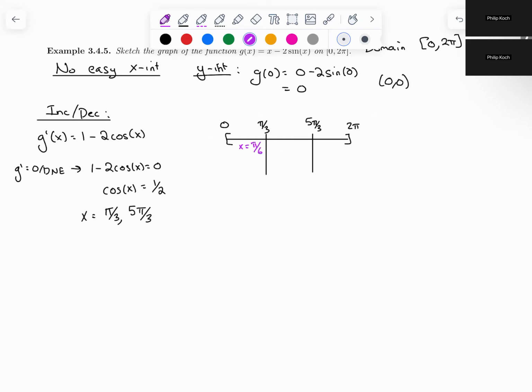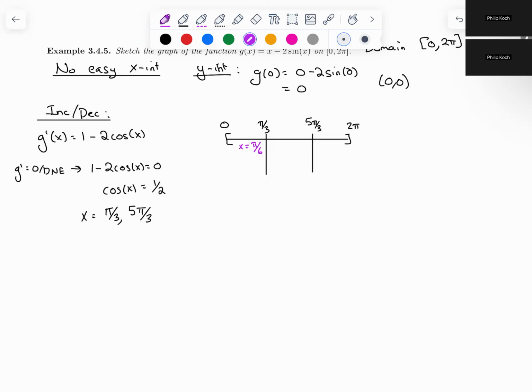Pi over 6. Then I need to pick a value between pi over 3 and 5 pi over 3. That's between 1 and about 3, or a little bit more than 3. So between 1 and 2-ish. How much is 5 pi over 3? I don't know that off the top of my head. Embarrassing. Not really. It's 5. Sorry. About 5. So you could pick 2, 3, 4, something like that.